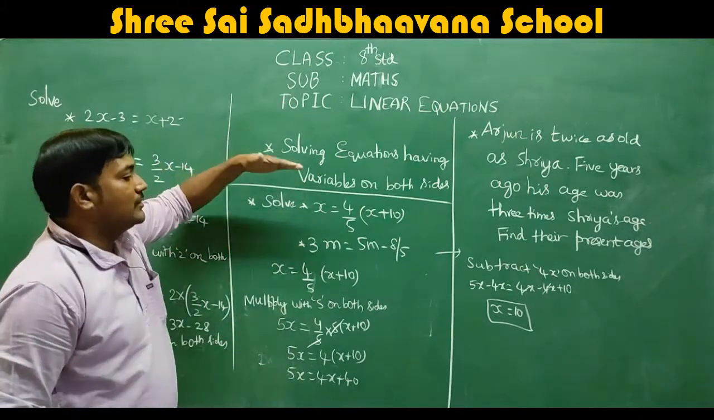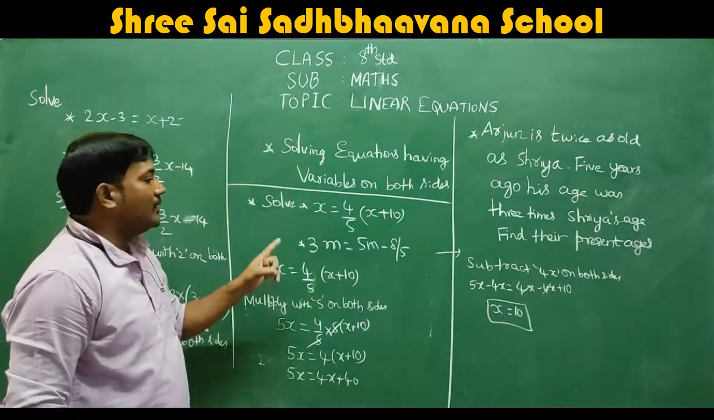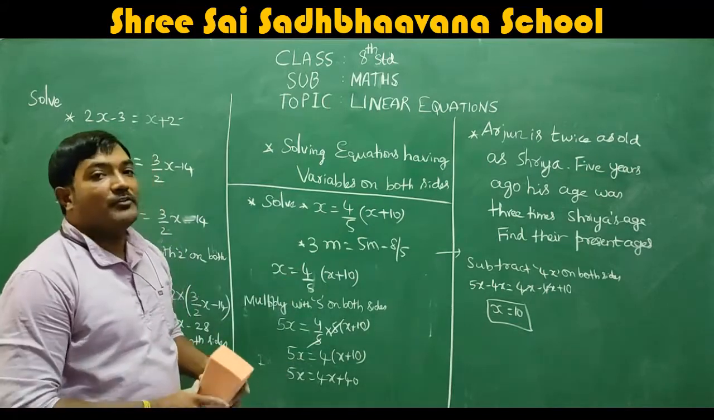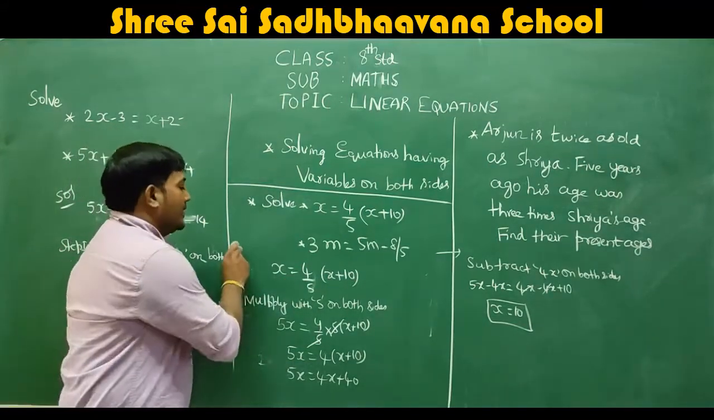I'll just repeat this sum. What we have, x is equal to 4 by 5 into (x plus 10). So I take on this.